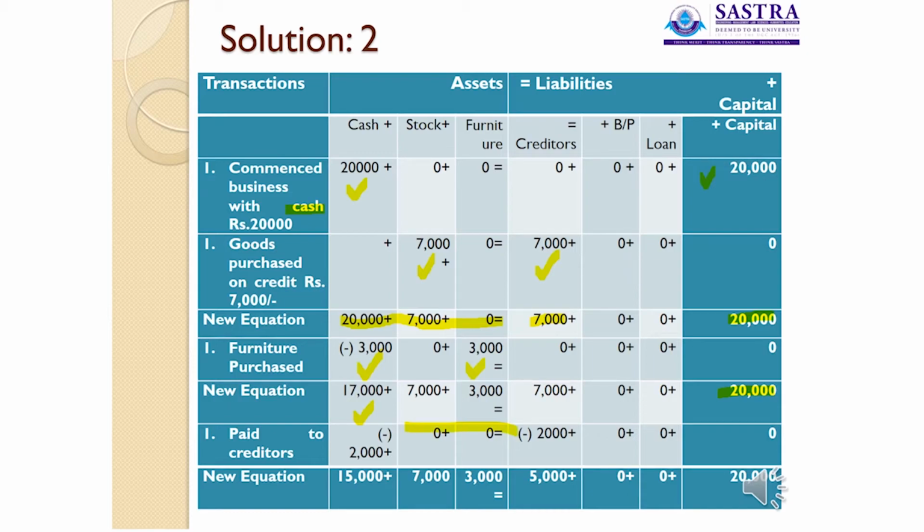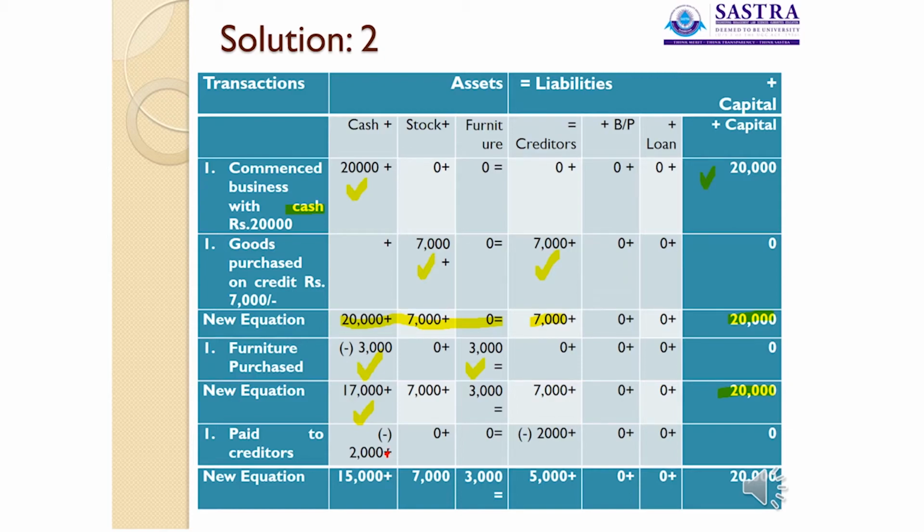Then next, paid to creditors. What are the accounts involved here? One is the creditors account and another one is the cash account. Paid to creditors, so we have paid the cash, so minus 2,000. So here minus 2,000.